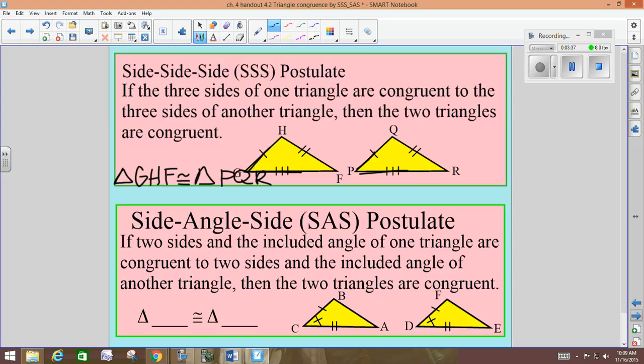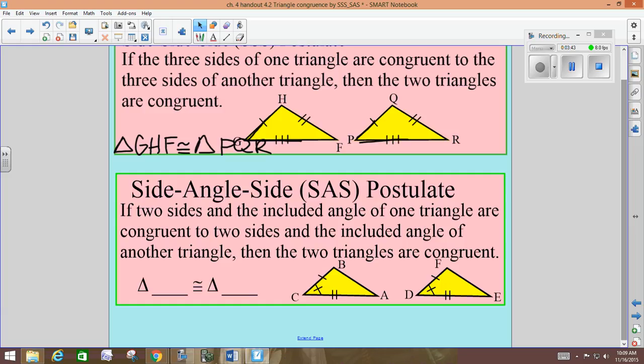Congruency statement. Side, angle, side. Our second way to prove triangles congruent. If 2 sides and the included angle of one triangle are congruent to 2 sides and the included angle of another triangle, then the 2 triangles are congruent. The word included means between. So angle C is between the 2 marked sides. That's where those 2 congruent sides meet. Angle D is between the 2 congruent sides. It's where those 2 sides meet. So included means between. Since I have those 2 angles congruent plus the 2 sides around them, then I can say the 2 triangles are congruent by side, angle, side.